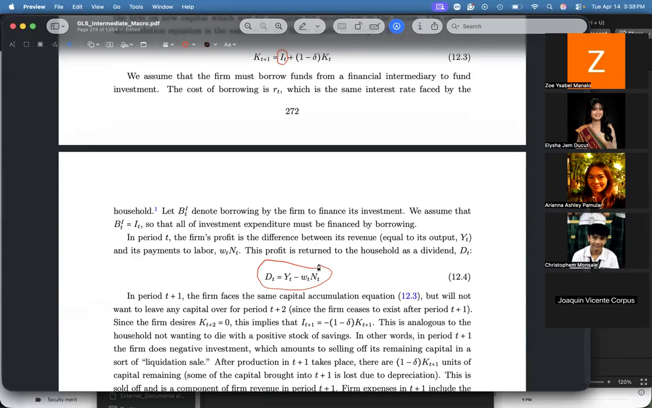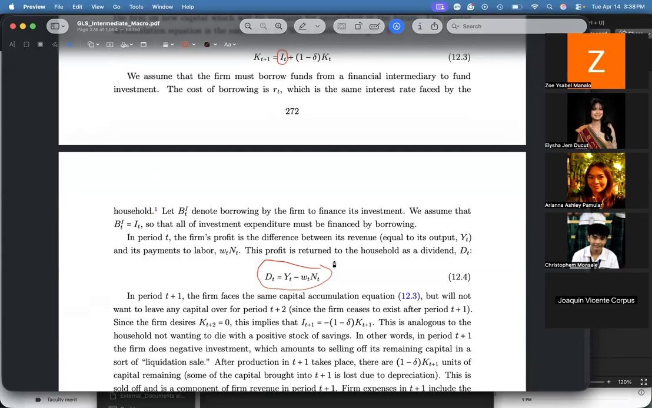Yung babayaran mo lang according to this, ano lang ang babayaran mo according to 12.4? Wait, is this wage times labor or something? Yes. That's called your labor expense, correct, guys? Yes. So that's the only thing you're paying for. That means once you've sold your Y_T, you just pay your people, and then meron kang tira, and that's going to go back to the household as a dividend.